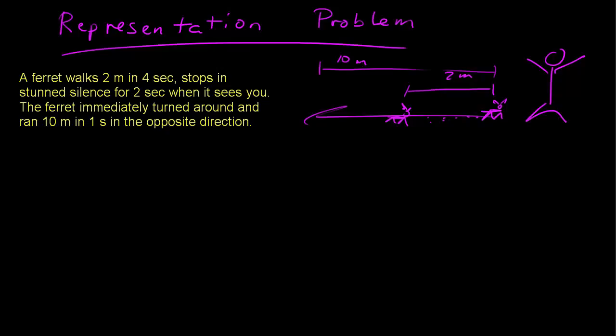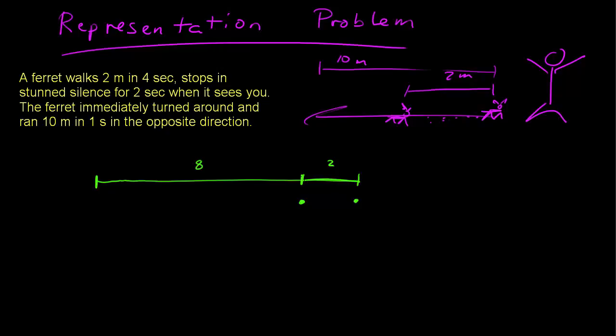So now I want to turn that into a schematic representation. I'm going to represent my ferret with a dot, and then 2 meters, it stops, 2, and then it runs the other direction, some much longer distance, another 10. This would be 8 meters on the other side.